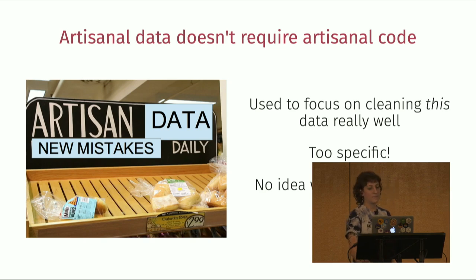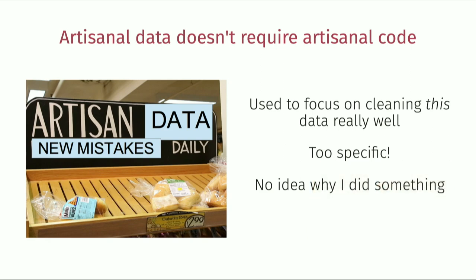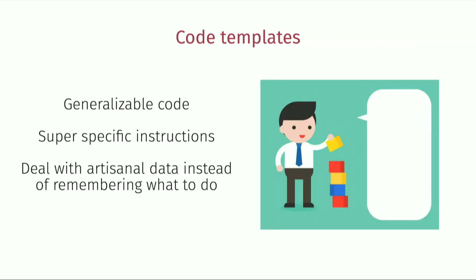But the mistake that I always made was that I was so focused on cleaning that set of data, and I wasn't thinking about how to clean a new batch of the data. And I only knew why I had done something last time and not what to look for this time. So instead of writing super specific code, I started writing generalizable code with super specific instructions, including things on data cleaning, who to ask, what to look for, and what to do. And this actually gives you time to deal with cleaning your artisanal data because you're not wasting time remembering how to clean it.